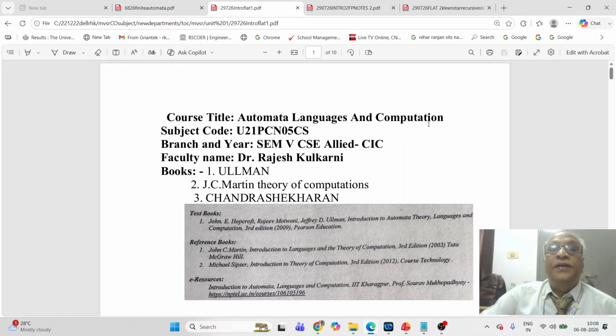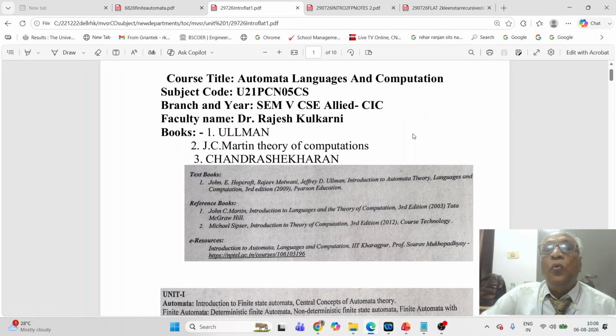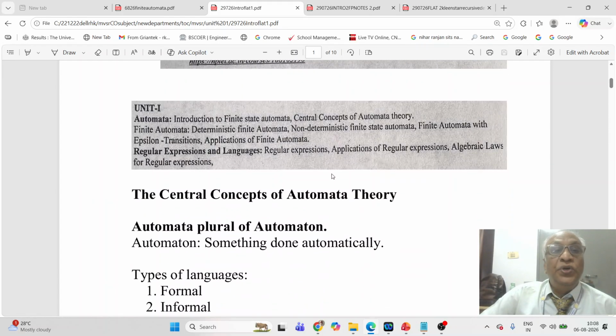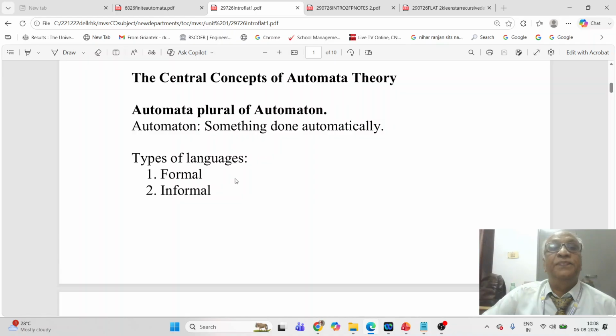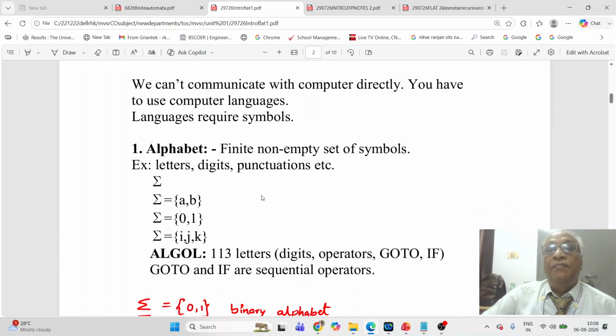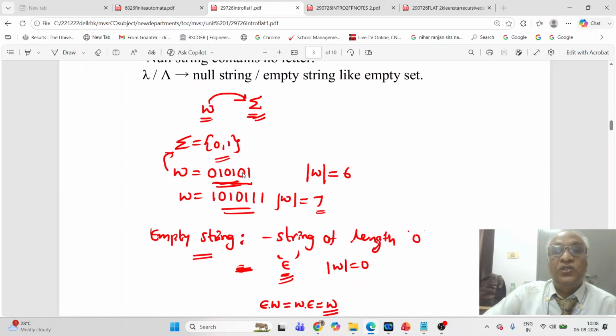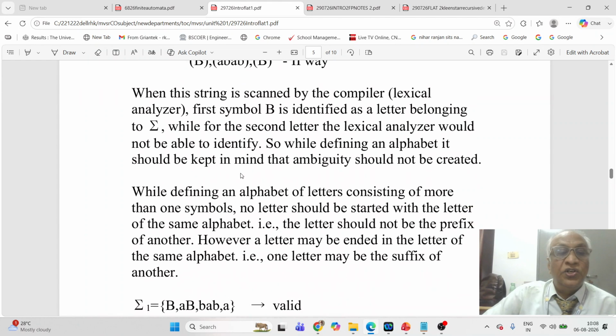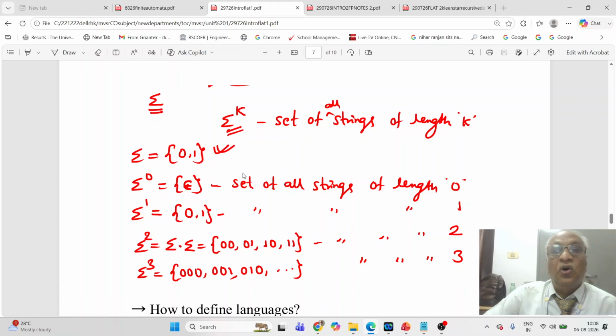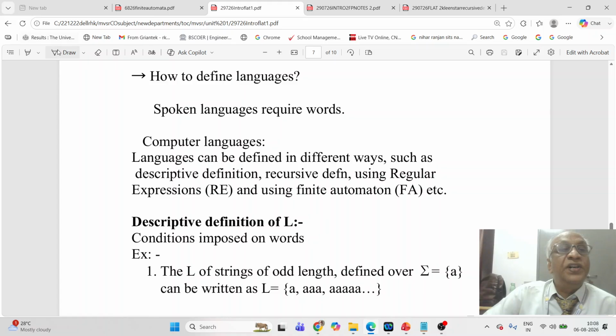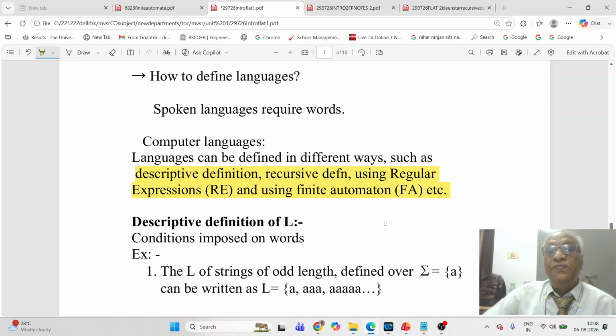We had started learning the Automata, Languages and Computation subject, and in unit 1 we had started with the central concepts of automata theory, where we covered this PDF mentioning language, alphabets, strings, words, their validity, various operations, and we mentioned that there are four ways of defining the language. One of them is finite automata.